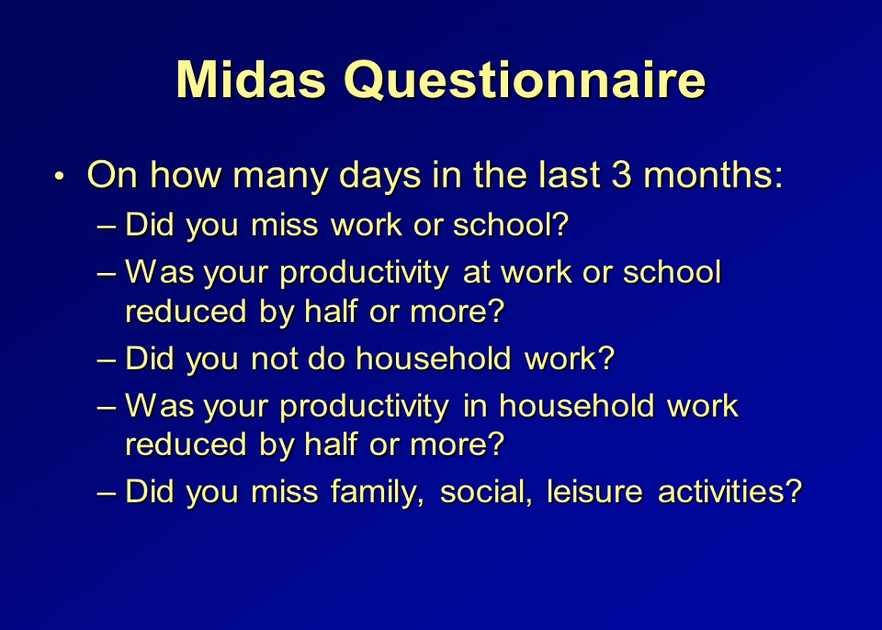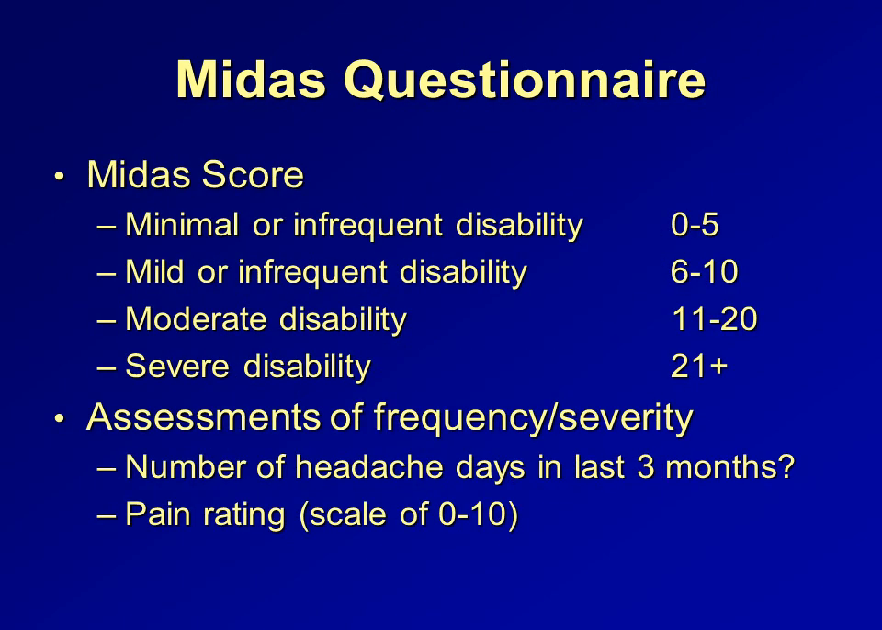How many days in the last 3 months did you not do household work? How many days in the last 3 months was your productivity in your household work reduced by half or more? And how many days in the last 3 months did you miss family, social, or leisure activities? The numbers are totaled into a score called the MIDAS score, and then are translated into a disability rating.